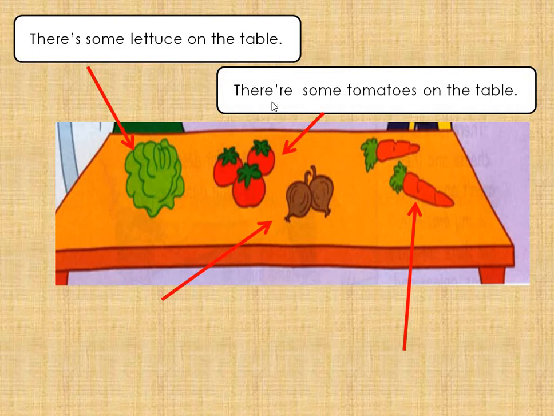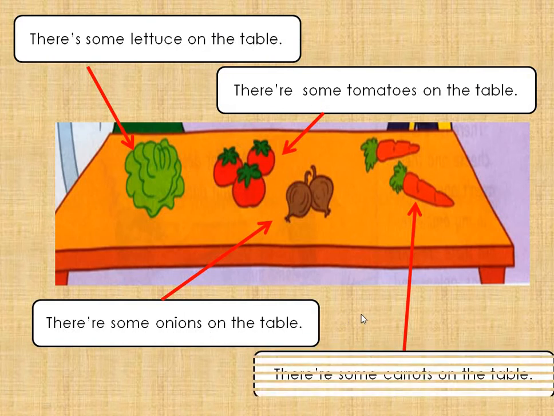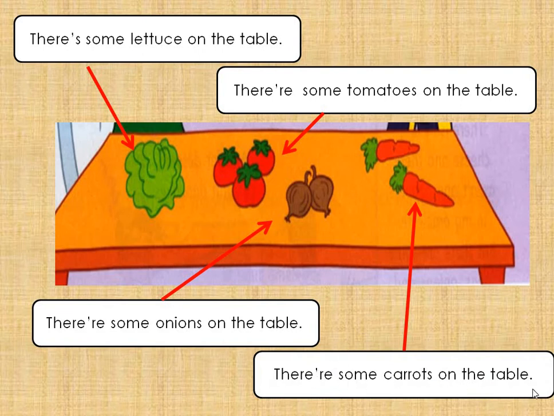Next we have, there are some tomatoes on the table. There are some tomatoes on the table. Next, there are some onions on the table. There are some onions on the table. Teacher repeat. There are some onions on the table. Next, there are some carrots on the table. There are some carrots on the table.